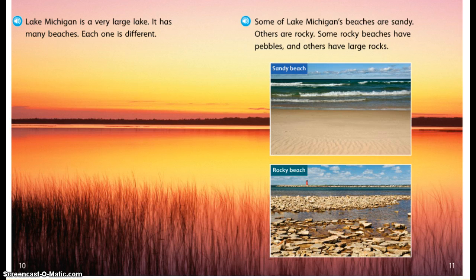Lake Michigan is a very large lake. It has many beaches. Each one is different. Some of Lake Michigan's beaches are sandy. Others are rocky. Some rocky beaches have pebbles and others have large rocks. Sandy beach, rocky beach.